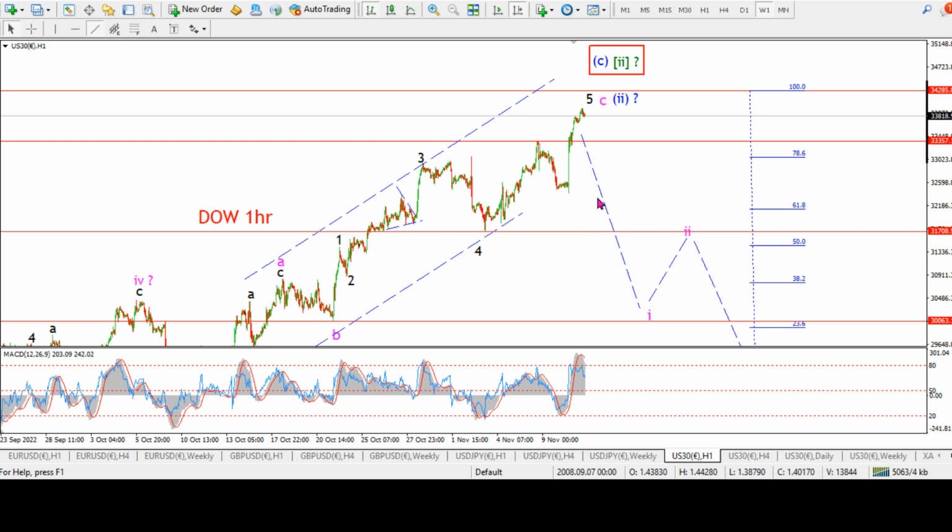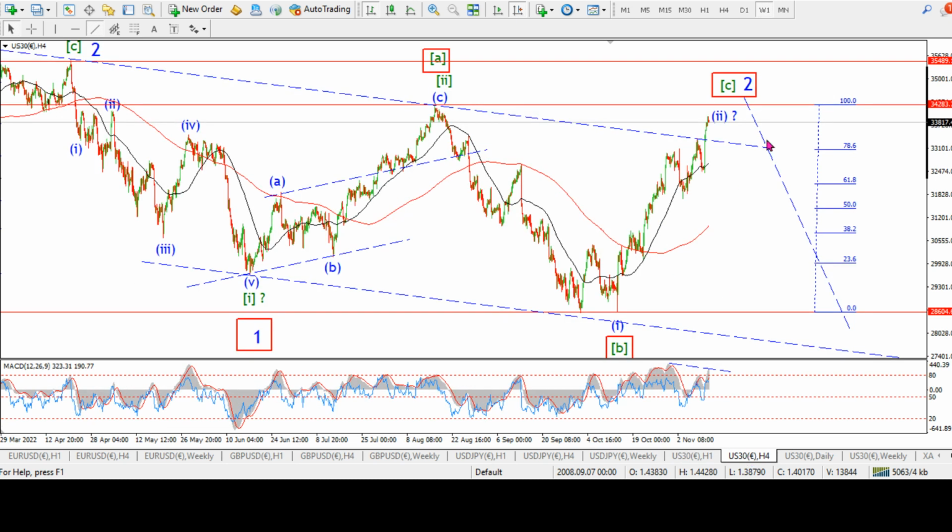Okay, so if we're doing this now, if we are rolling over now, if this is the second wave in wave blue, or if it's a second wave in wave green, or if it's a second wave at a higher degree in wave 2 in blue, I still think it's a second wave. Just depends on how you want to view it. And I think we will roll over.